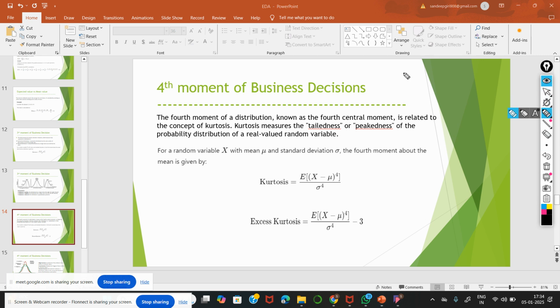Now the last moment of business decision is the fourth moment of business decision, which tells you about the peak. We will find out business insights from this also.